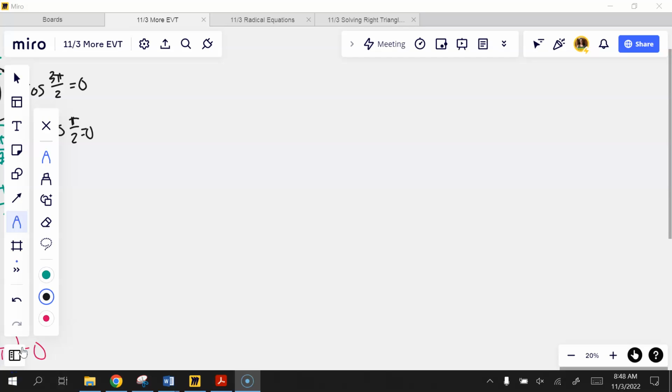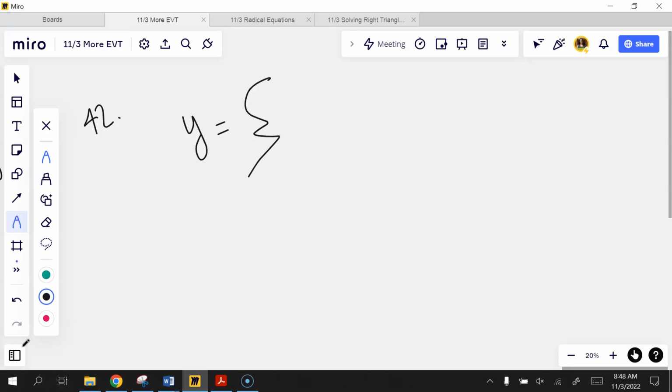This is 42. I've got this piecewise. We're not going to worry about identifying which critical points are not stationary. We're just going to find the critical points and determine their local values. All right, y equals. Remember, not only am I testing zeros, but I also test what? Points of discontinuity or non-differentiability.